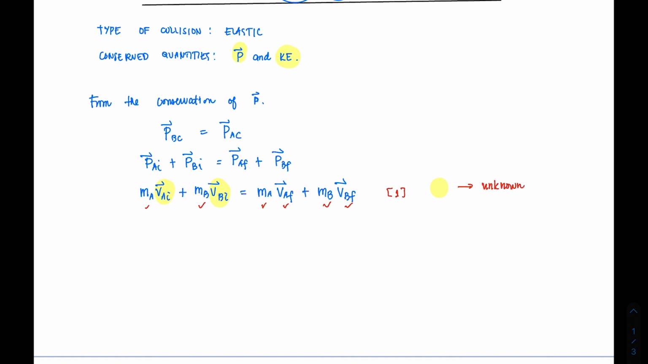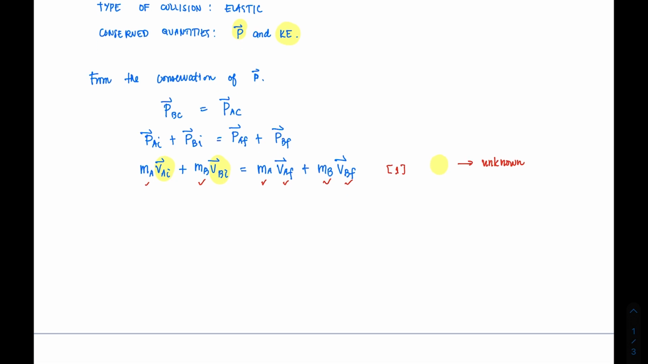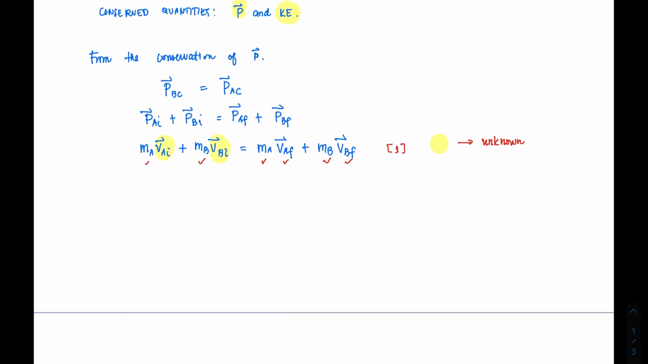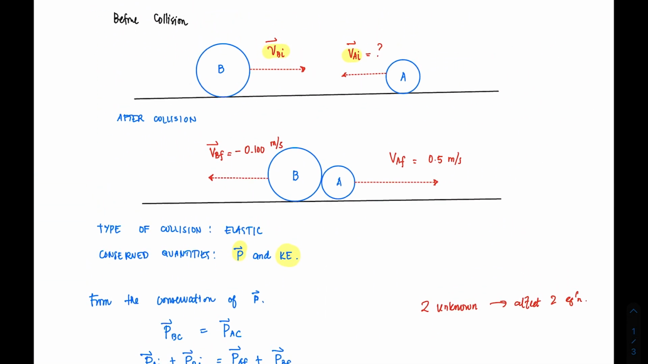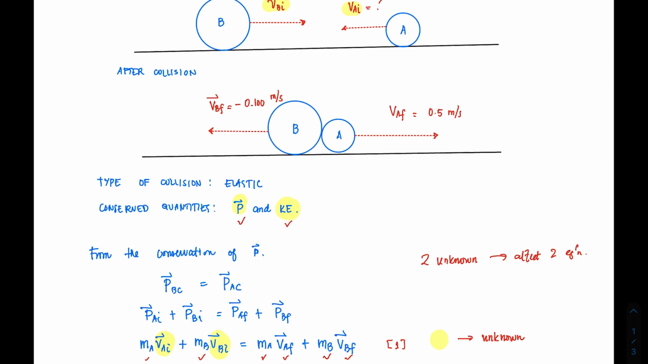And again, in algebra, especially when we are dealing with systems of equations, finding the values of a variable, if you have two unknowns, you need at least, this is the minimum, at least two equations. So that means to say we are still going to create another equation to solve this one. And that equation will be coming from the kinetic energy.